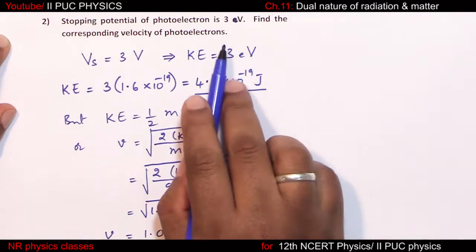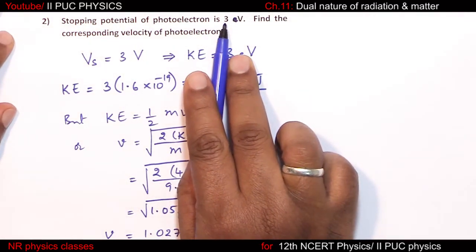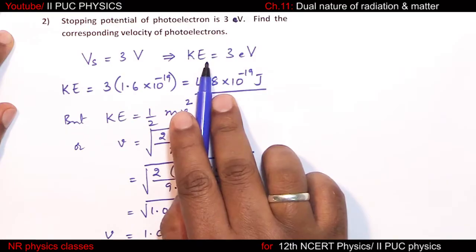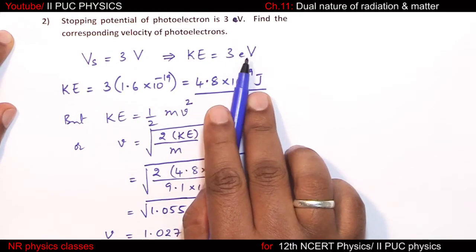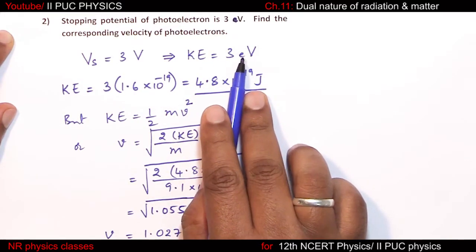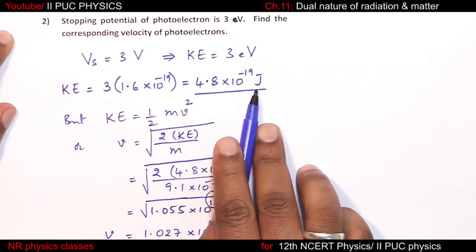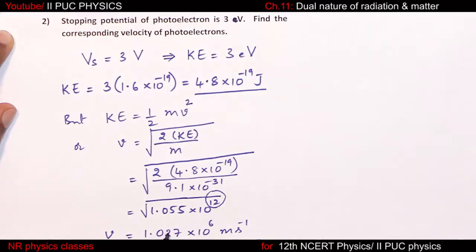So what is the idea? From volt find out kinetic energy in eV, but this is not SI unit. So convert energy from eV to joule. From that kinetic energy find out velocity.